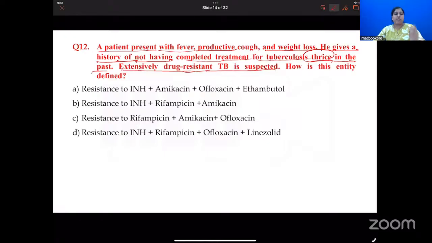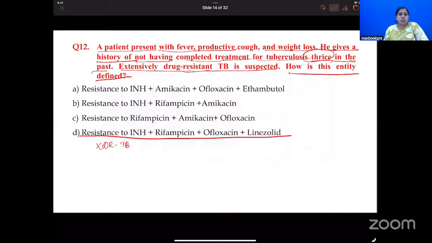Now, you people have to answer me clearly. How is this entity defined? When we say a patient has XDR TB, extensively drug-resistant TB, in what case do we say so? Very good, Nadia. Please give a big round of applause to Nadia. Very good, Sanjita. Very good, Sugant. Very good, Ishika. So resistance to INH plus rifampicin plus ofloxacin plus linezolid. Even if you give bedaquiline also, you are going to take this as a correct answer.